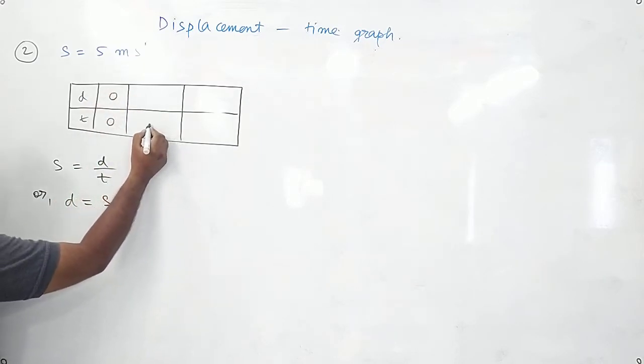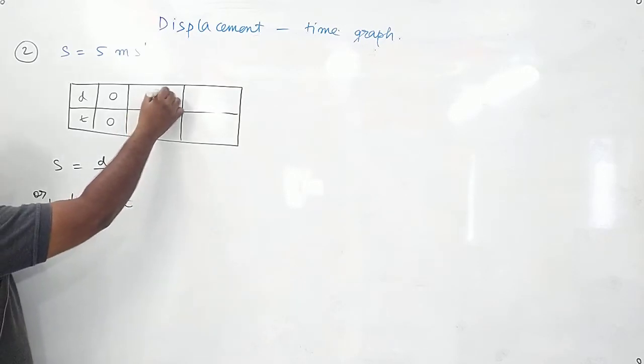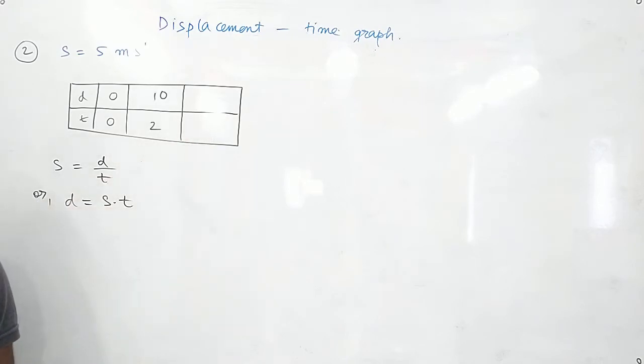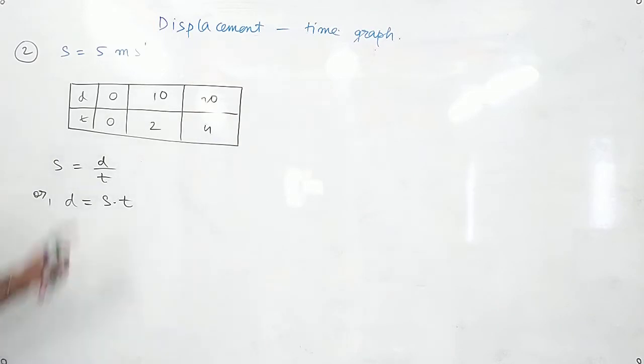If time is 2 seconds, what will be the distance? 10. If time is 4 seconds, what will be the distance? 20. Okay. So can we plot a graph using this?